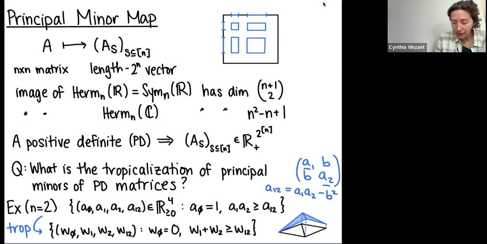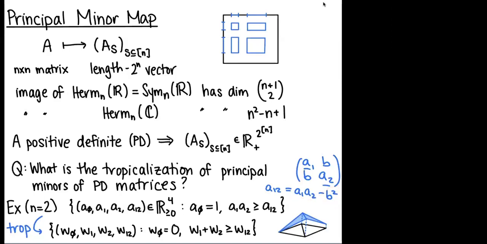And what we get, the image, is defined, in addition to this sort of obvious equality, by this one inequality: a1 times a2 is greater than or equal to the determinant. And why is this true? It's because the determinant is a1 times a2 minus a real number squared.